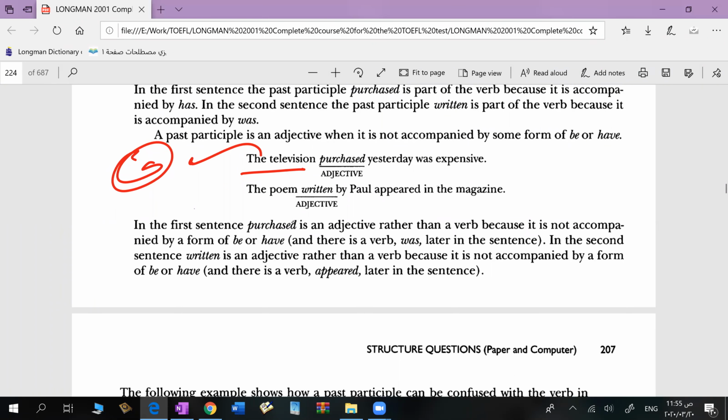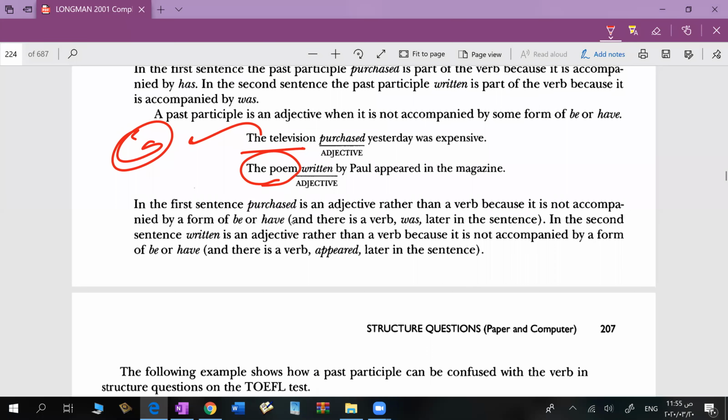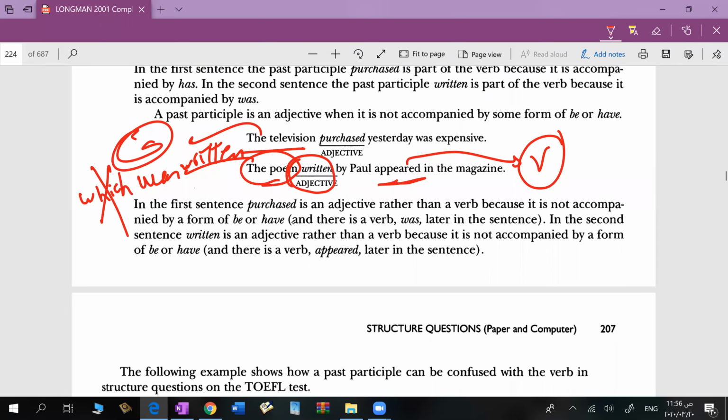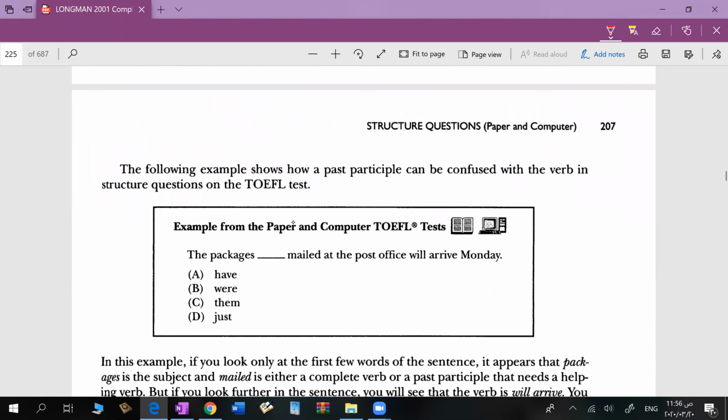The poem, again, the poem, subject, written, it's again an adjective, by Paul, appeared. This is the verb. Magazine. So here again we have the subject and the verb, and in the middle we have a relative clause, the poem which was written. But we reduced this sentence. We removed which, we removed was, we omitted both of them, and we only kept written. So it becomes the poem written by Paul appeared in the magazine. Clear? Any questions before we move on? Please mute yourselves and just ask if you have a question.